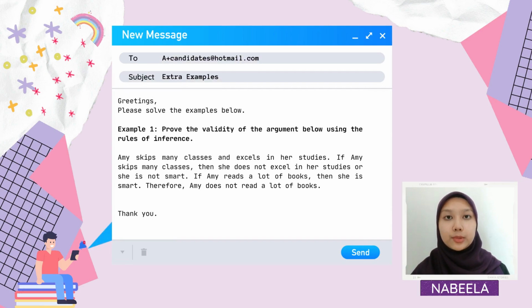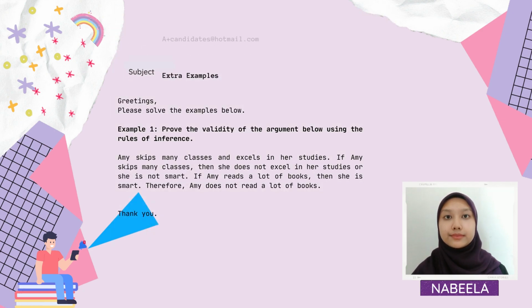Let's see example 1. Prove the validity of the argument below using rules of inference. Ami skips many classes and excels in her studies. If Ami skips many classes, then she does not excel in her studies or she is not smart. If Ami reads a lot of books, then she is smart. Therefore, Ami does not read a lot of books.